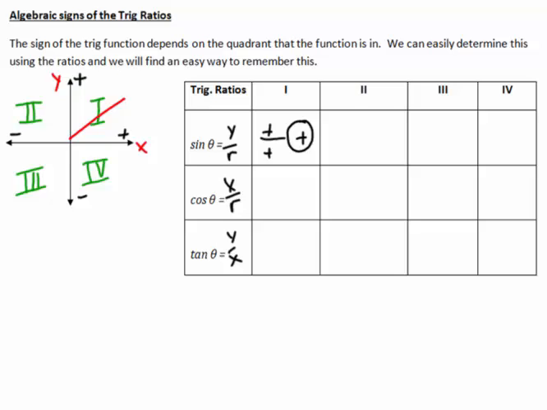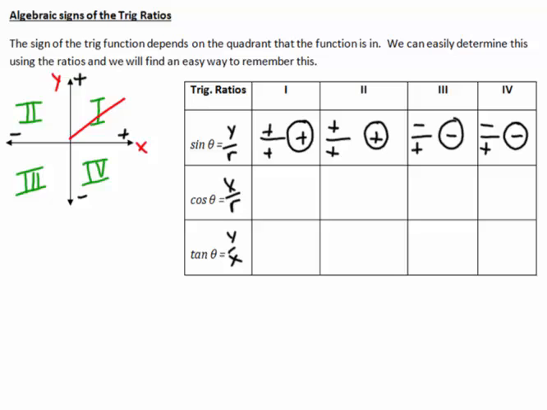If we look at sine in quadrant 2, well, in quadrant 2, y is still positive and r is still positive. We'll have another positive. Well, what about quadrant 3? Y is negative and the r is positive, which means we have a negative value in quadrant 3. And what about quadrant 4? Well, negative y, positive r, and we'll end up with a negative. So now we know in quadrant 1 and 2, sine is positive. In quadrant 3 and 4, sine is negative.